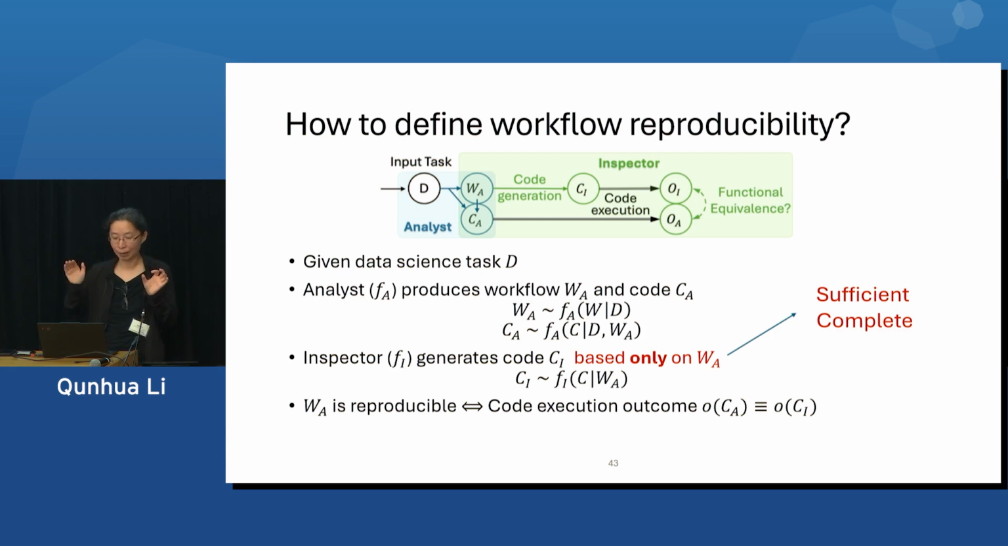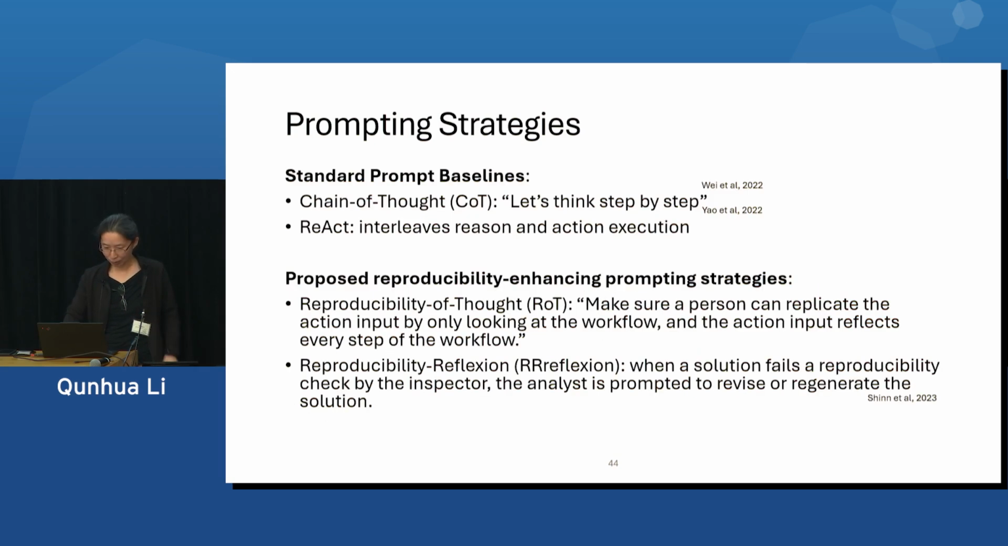But if it can let the second agent generate the functionally equivalent code, then that means it doesn't have extra unnecessary information. So in statistics, we call these two concepts sufficient and complete. It's kind of nice to tap into some classical statistical concepts.